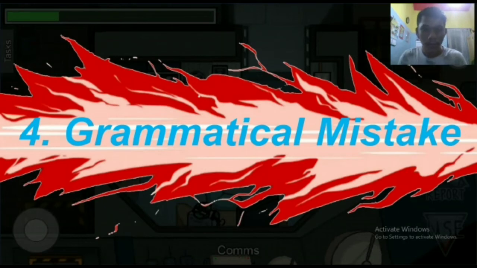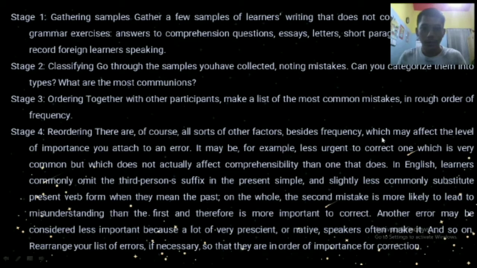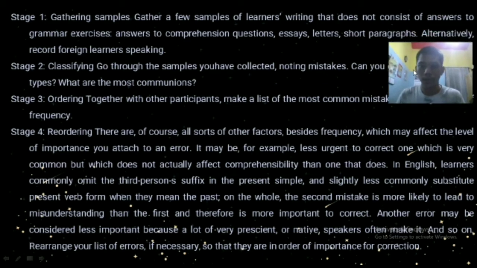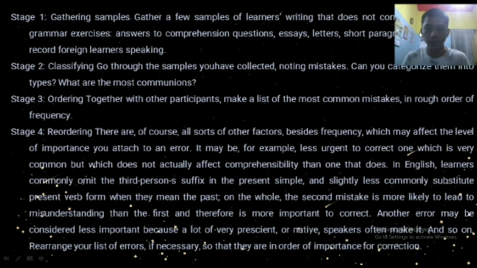I will continue to explain about teaching grammar. Next, grammatical mistakes. Step 1. Gathering samples. Gather a few samples of learners' writing, but not answers to grammar exercises or answers to comprehension questions: an essay, letter, or short paragraph. Alternatively, record a foreign learner speaking.